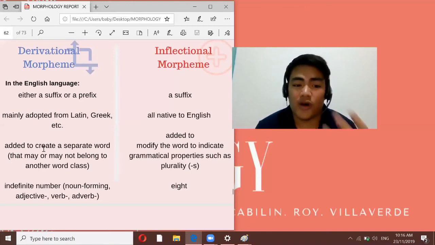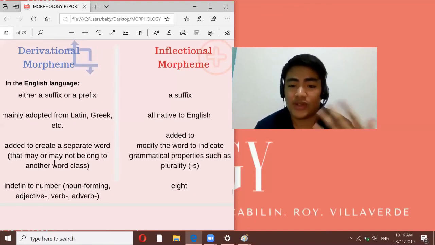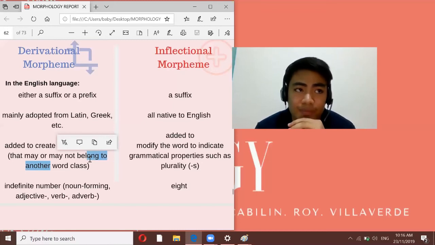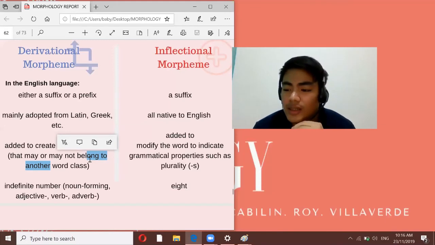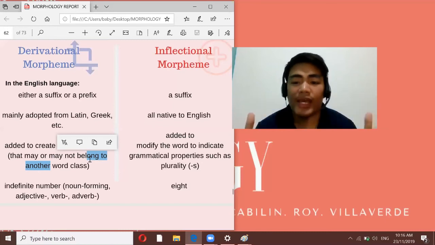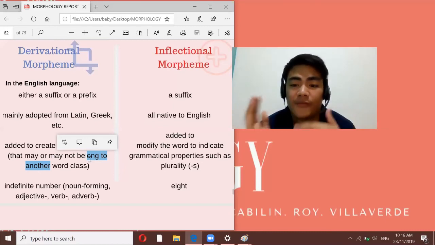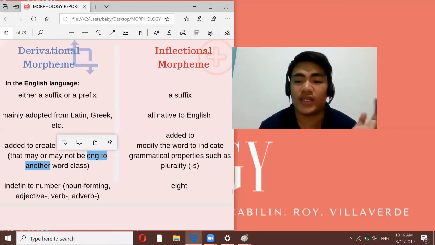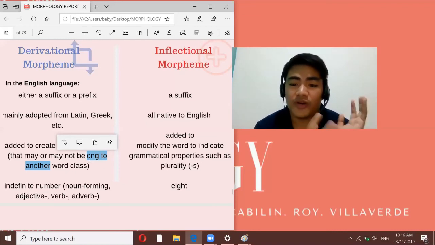Derivational morphemes may also change the word class of a certain word. For example, let's have the word create. Create is a verb. If we add the suffix ion, we get creation. The suffix ion changed the word class of the verb create. From verb, it became a noun. Creation is a noun.